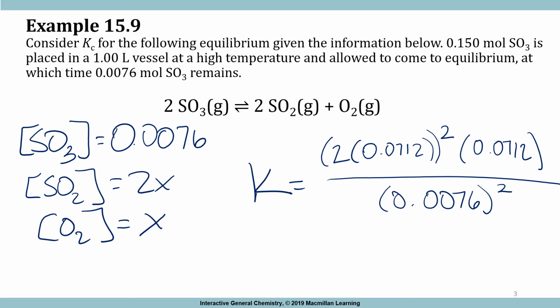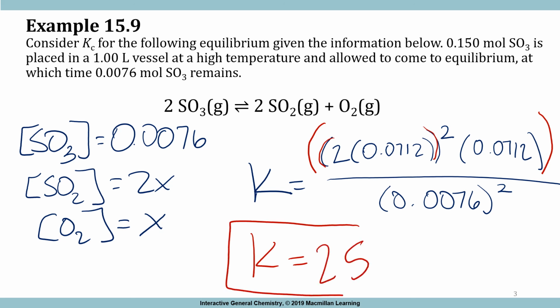Now, if you want to plug this all into your calculator at once, just make sure you have the parentheses correct. You don't put the 2 behind this number because then you're not squaring that 2. You need to square both the 2 and the value of x. So just put parentheses around here and then square it. And then you make sure you put another parentheses around the top value. So when I plug everything in, I get K is equal to 25. I rounded up. It was 24.99, which is just 25.